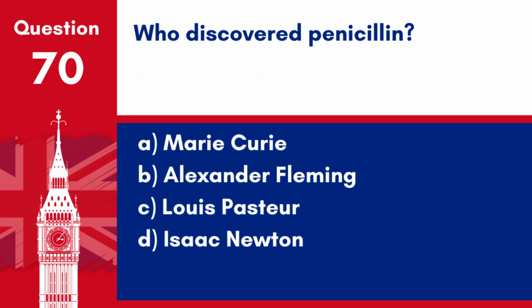Question 70. Who discovered penicillin? A. Marie Curie. B. Alexander Fleming. C. Louis Pasteur. D. Isaac Newton. Answer: B. Alexander Fleming. Alexander Fleming discovered penicillin in 1928, leading to the development of antibiotics.